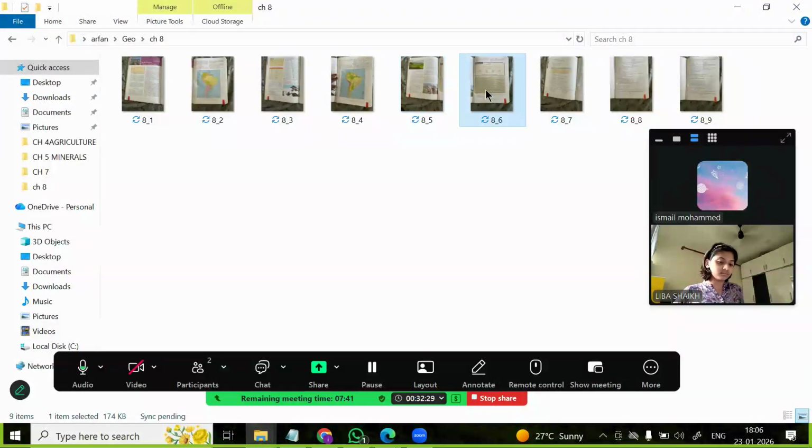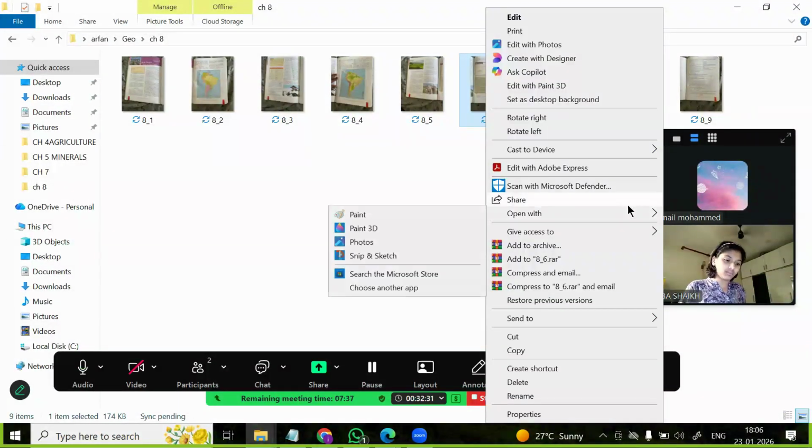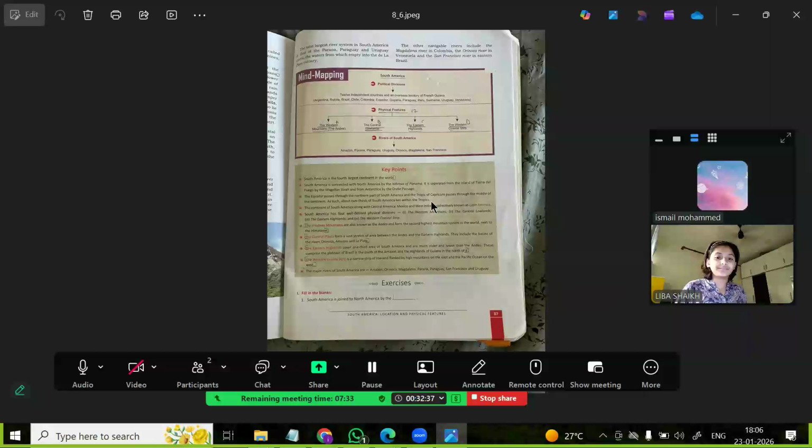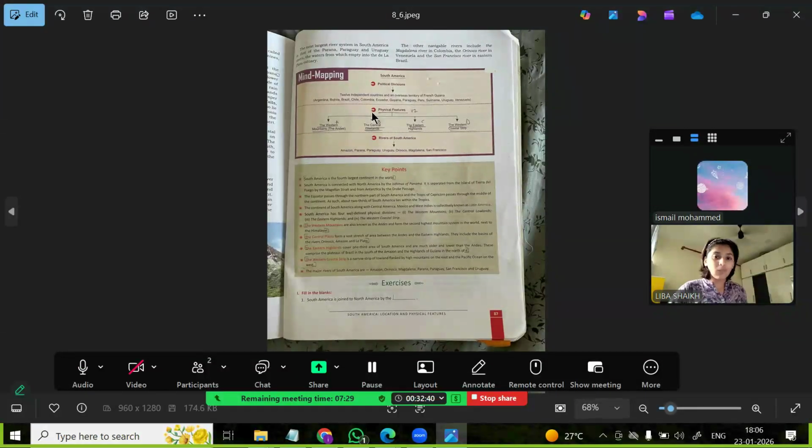Then we go to the last page. I think in 5 or 10 minutes it will close. So this is the summary. What are the political divisions, meaning the 12 different countries, and what are the physical features: the western mountains, the central lowlands, the eastern highlands, and the west coastal strip. And what are the rivers of South America? You have the Amazon River basin, Parana, Paraguay. These are all the different rivers. So this is the summary, and this completes the eighth chapter.